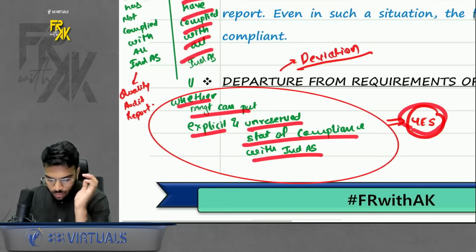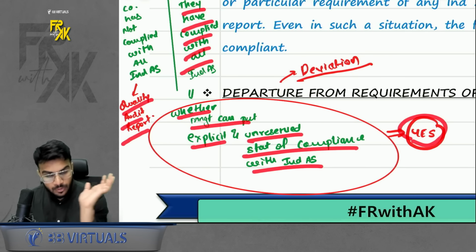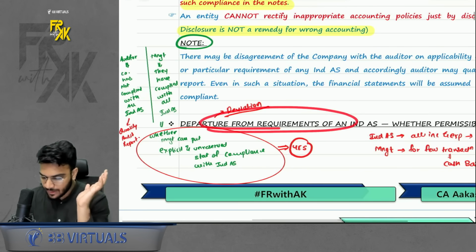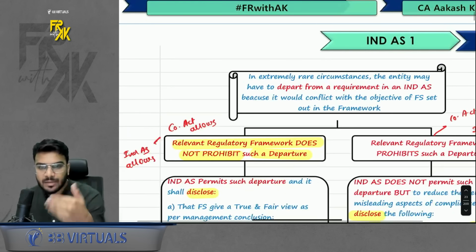Why? If the auditor has a problem, he will qualify his audit report. Okay, do remember that part. Then the next point is departure from requirements of Ind AS, whether permissible. Can you deviate from the requirements of Ind AS?